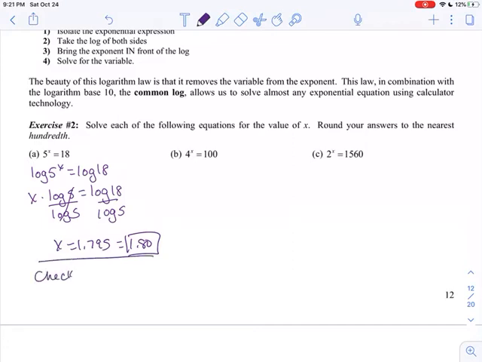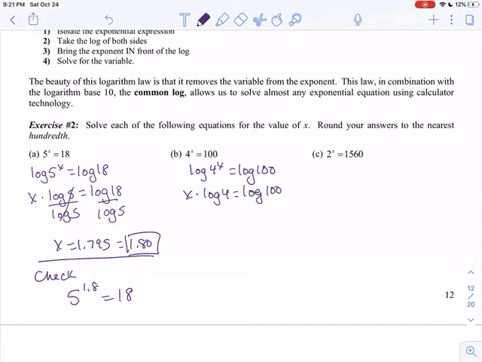So I'm going to have x equals 1.795, but I'm going to make it 1.80. And you can do a little check just to show you that this is actually right. 5 to the 1.8 is about 18. So you can do that in your calculator to check it out.